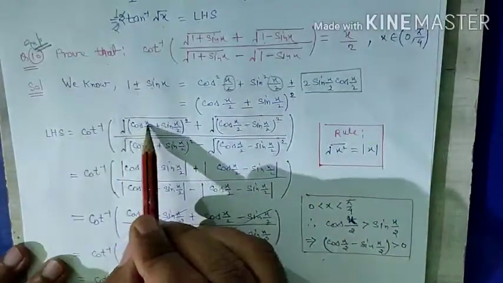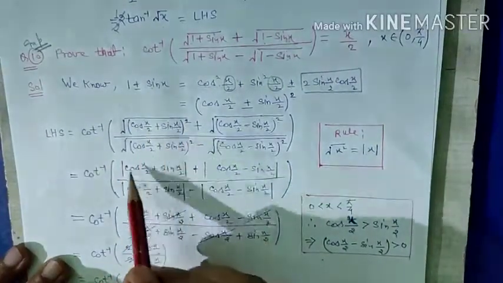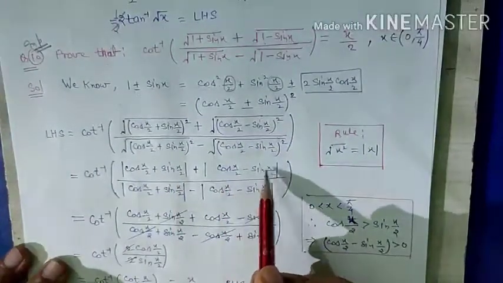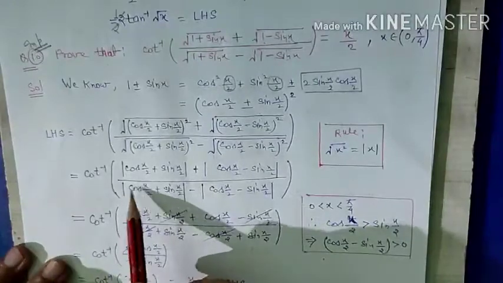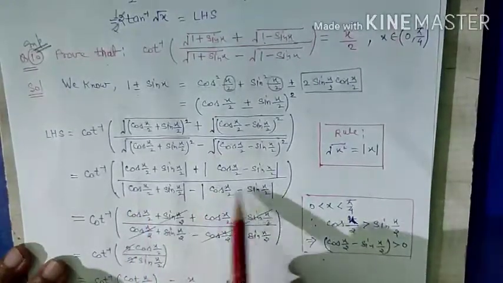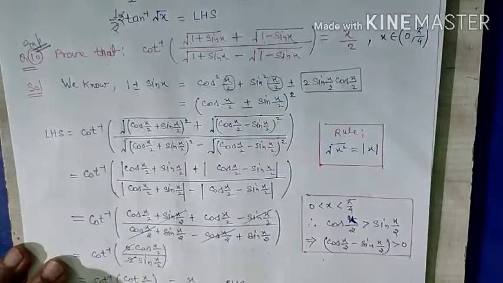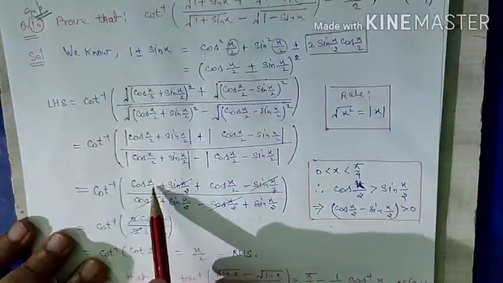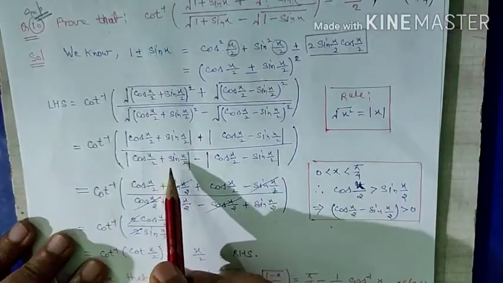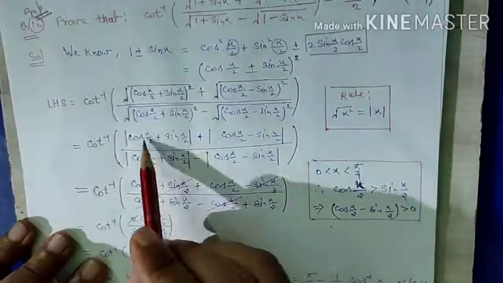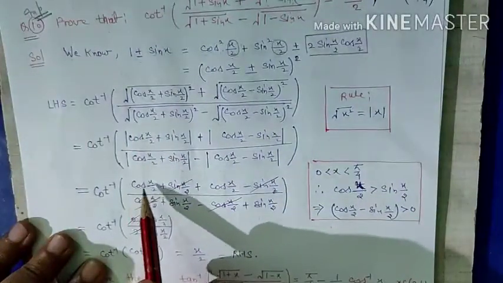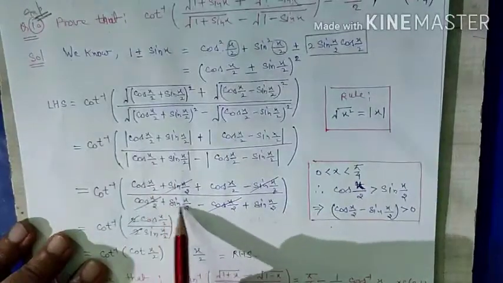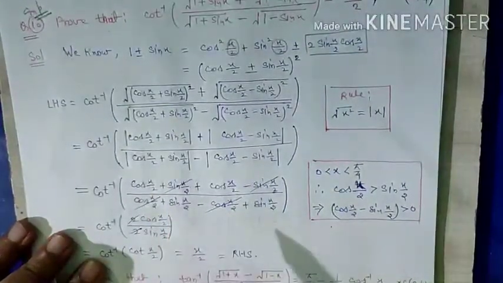So root of (cos x/2 plus sin x/2) whole square, I can say modulus of cos x/2 plus sin x/2. Similarly, modulus of cos x/2 minus sin x/2, upon modulus of cos x/2 plus sin x/2 minus modulus of cos x/2 minus sin x/2, cot inverse. Now we know that this part is positive, so there is no issue. You can write it cos x/2 plus sin x/2. This is also positive, so no issue at all. You can write it directly.